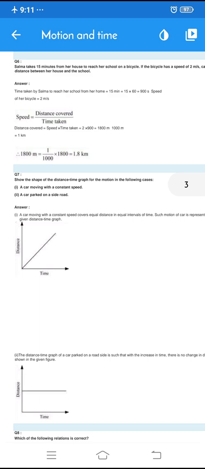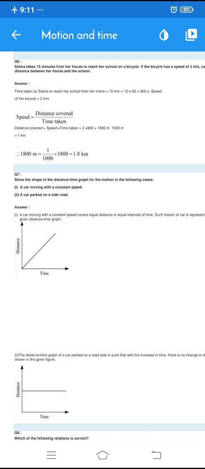1 kilometer is equal to 1000 meter, so you have to convert it into kilometer. That's why 1800 meter is equal to 1 by 1000 into 1800. After cancelling, you will get 1.8 kilometer as the distance between the school and her home.